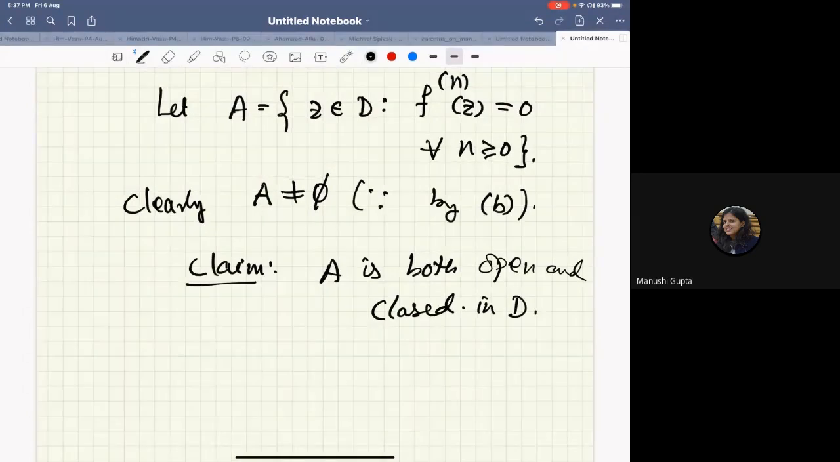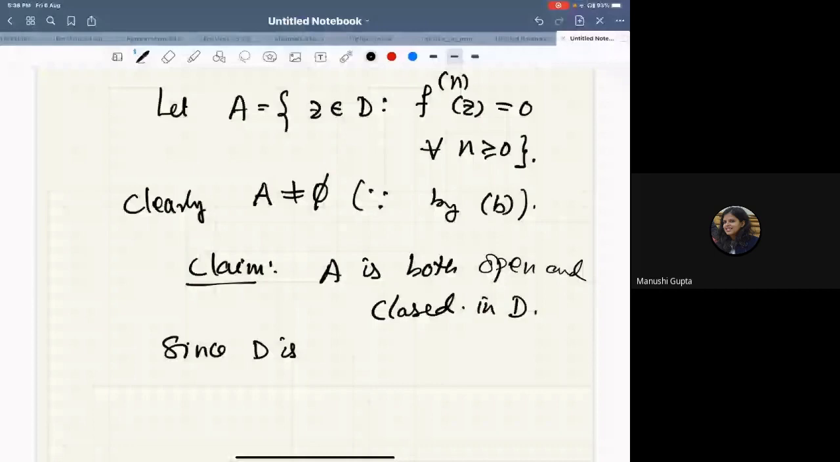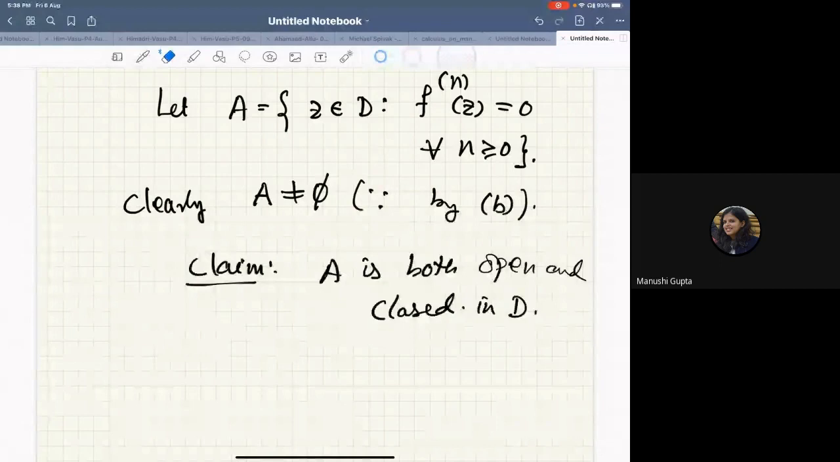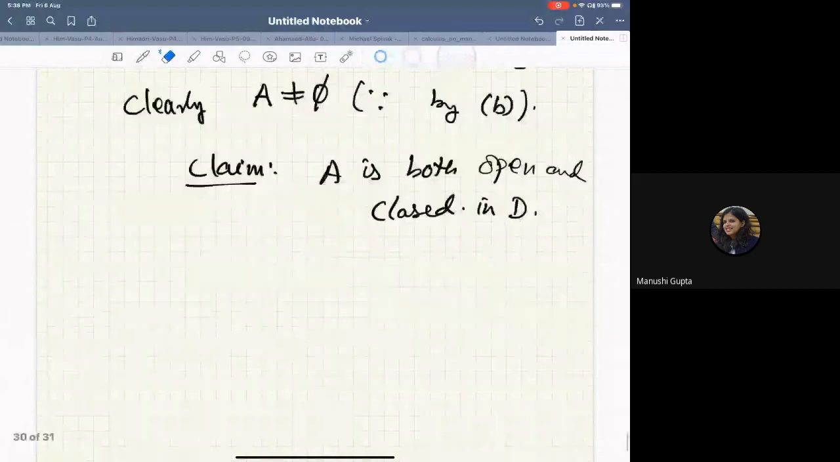Let me see. Since D is connected, first let us prove this statement first. Both A and its complement are open sets. Let us prove that, then I will come to the conclusion at the end. So how to prove A is closed?